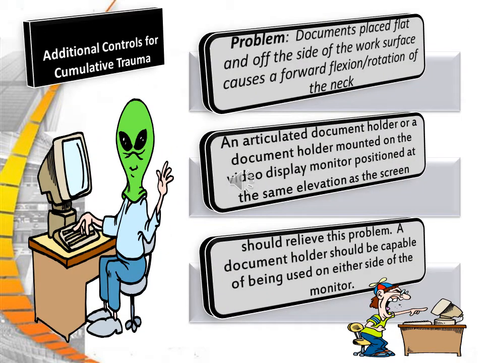Problem: documents placed flat and off to the side of the work surface cause forward flexion and rotation of the neck. An articulated document holder, or a document holder mounted on the video display monitor and positioned at the same elevation as the screen, should relieve this problem. A document holder should be capable of being used on either side of the monitor.